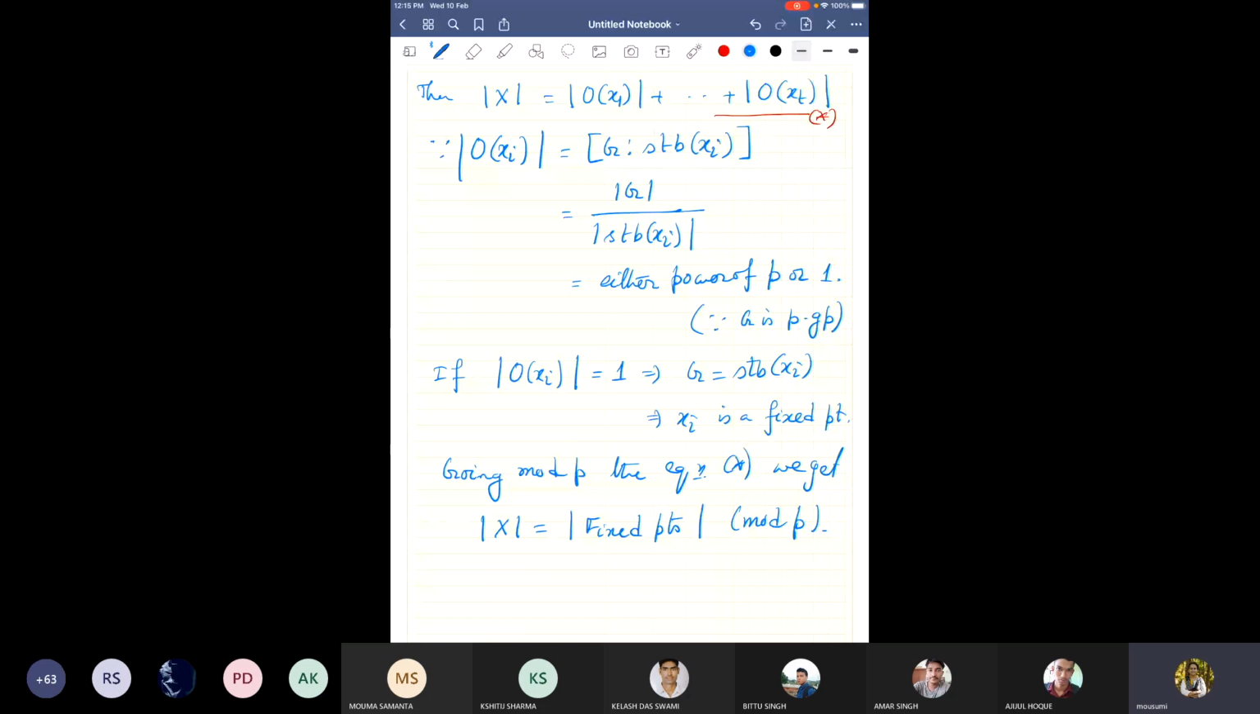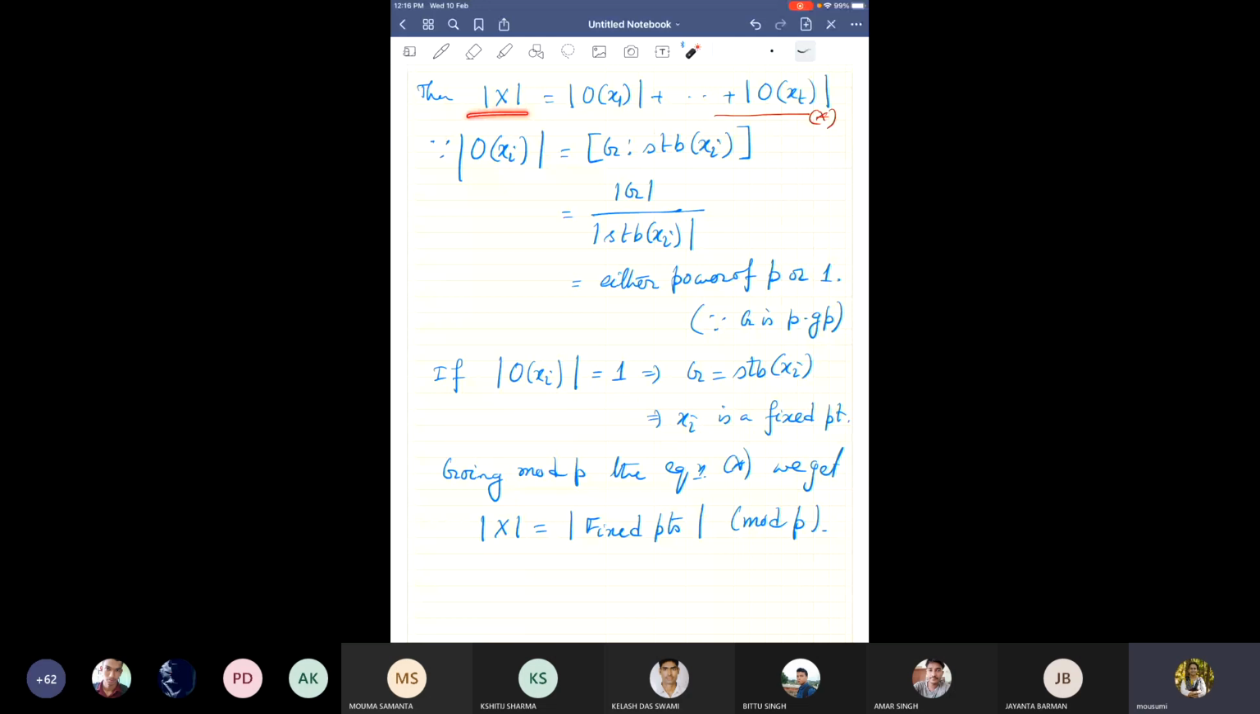Is this clear to everybody? Hello, ma'am. Yes. Ma'am, please the last line. So what I'm saying, this much is okay up to this statement: that if the cardinality of the orbit is 1, then xi is a fixed point. Yes, ma'am. Okay, so now go back to this equation.